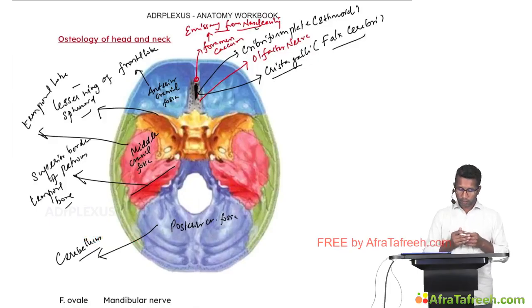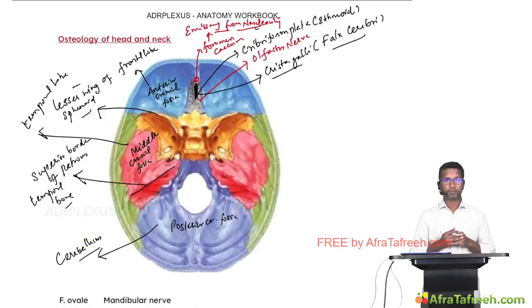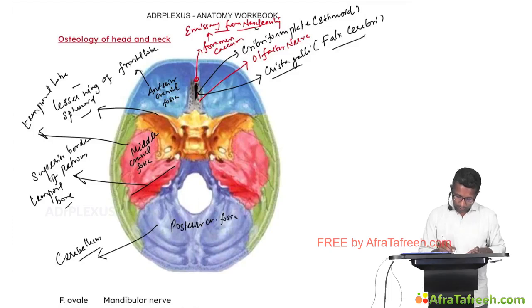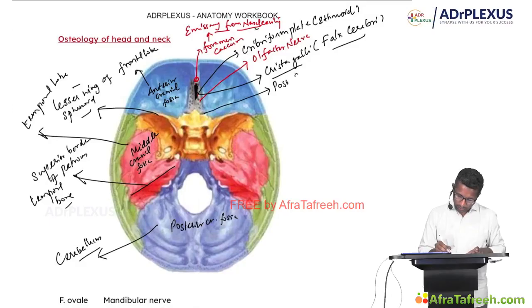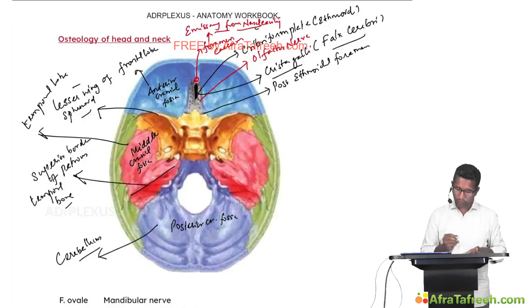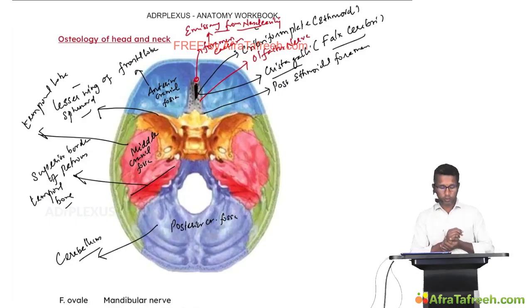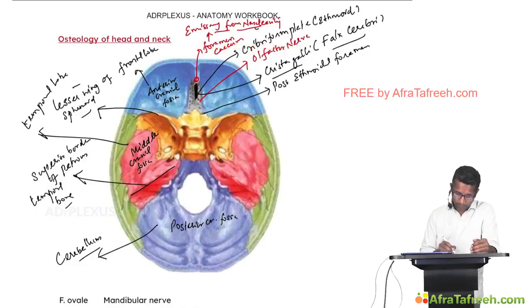And when you come just behind the cribriform plate, you see a foramen here. This foramen is called the posterior ethmoidal foramen, which transmits the posterior ethmoidal nerve through it.